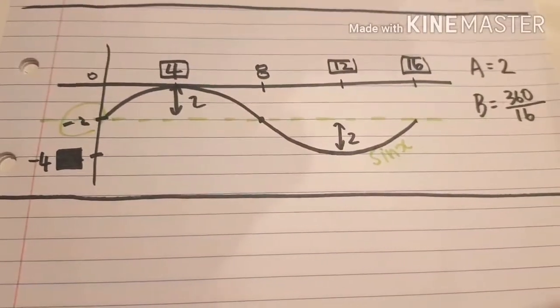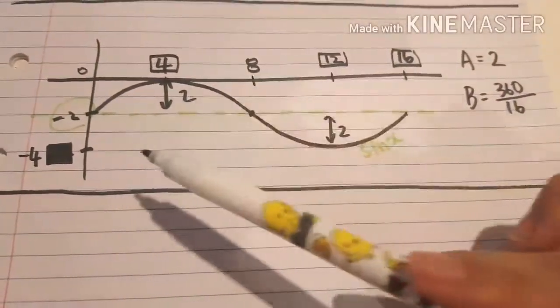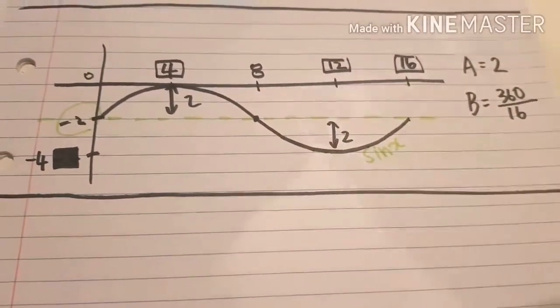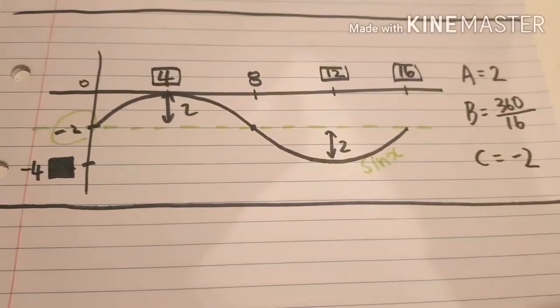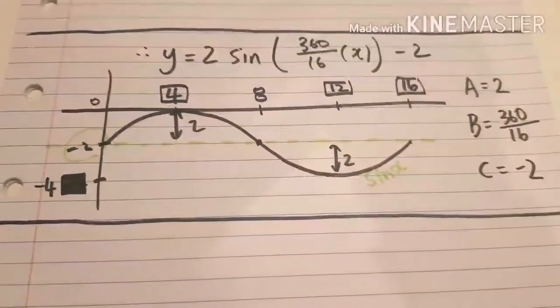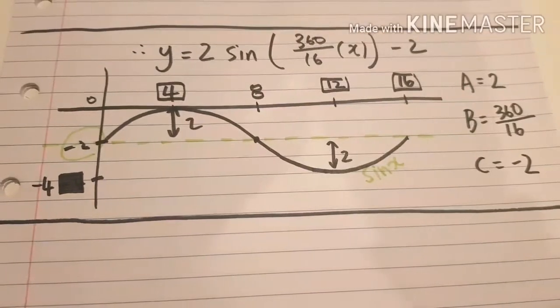And what's going to be my C value, which is the midline? What is it? Yeah, well done. So if I sum it up, there you go. This should be your answer.